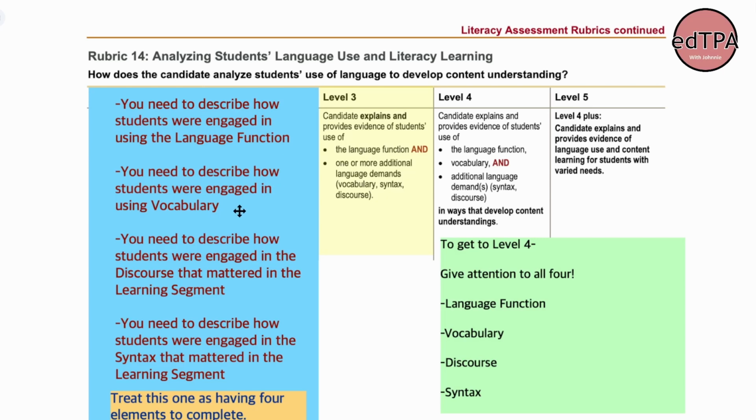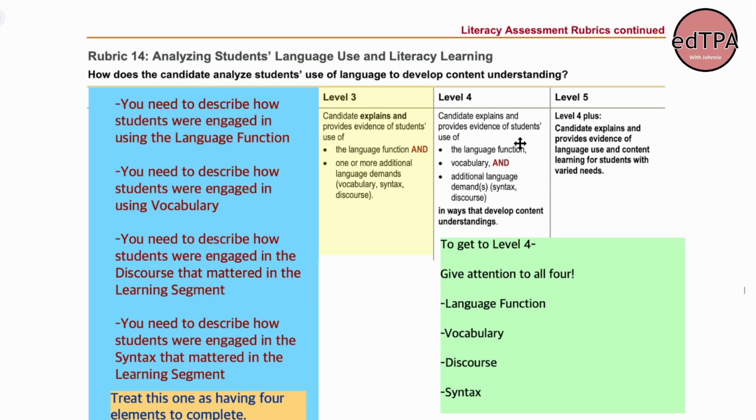You need to describe how students were engaged in using vocabulary. You need to describe how students were engaged in the discourse that mattered to the learning segment. And you need to describe how students were engaged in the syntax that mattered in the learning segment. So think about this as having four things to do. And these will set you up for level 4.